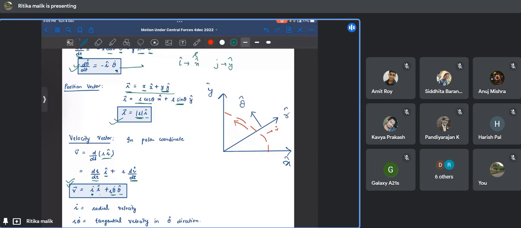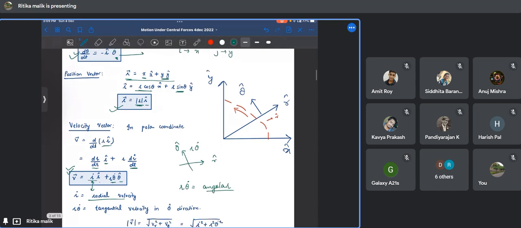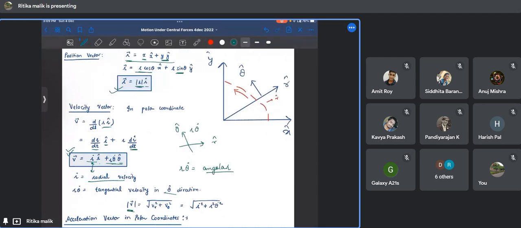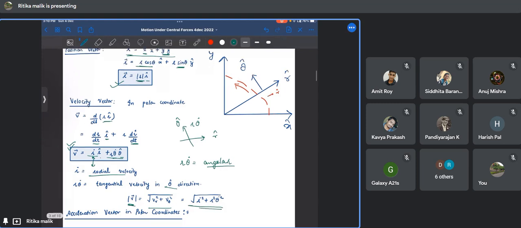So this is your radial velocity, which is in the radial direction, but you again have the component of velocity in the theta cap direction, and this component is given by r theta dot, which is similar to the angular velocity part. So your total velocity will be the radial velocity plus the angular velocity, which is in the theta direction. So your total velocity will be the square root of the radial component squared plus the theta component squared. So this is your total velocity.